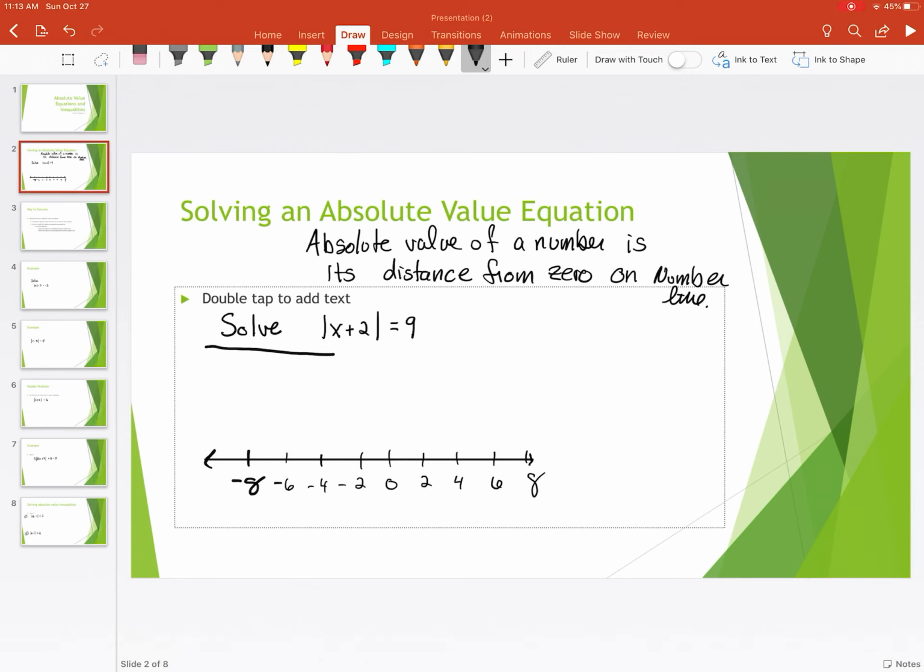On the number line. So how would we solve this? How would we solve this guy? Well, we can approach this a couple of different ways. Actually, I don't want to do this guy. I want to do a different problem, sorry. This is what we're going to do.